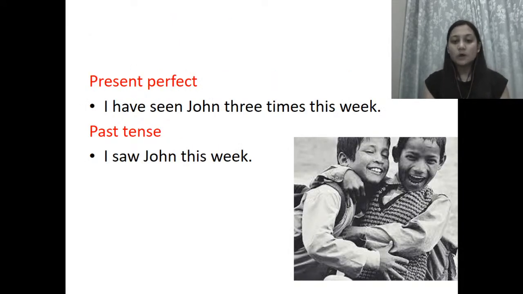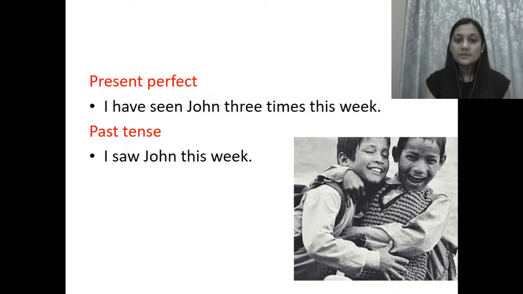I have seen John 3 times this week. So let's just say you are telling me about John that you met him 3 times this week. So अभी तक आप उससे, let's just say it's Saturday. Okay? So अभी this week needs one more day to end, right? So you might meet him the next day also. So we have used here, I have met John 3 times this week, right? There are still chances that you are going to meet John again.